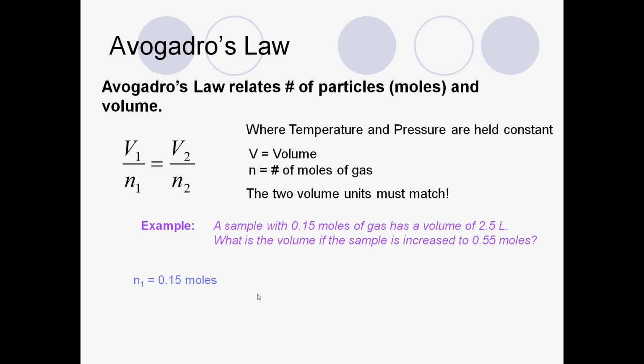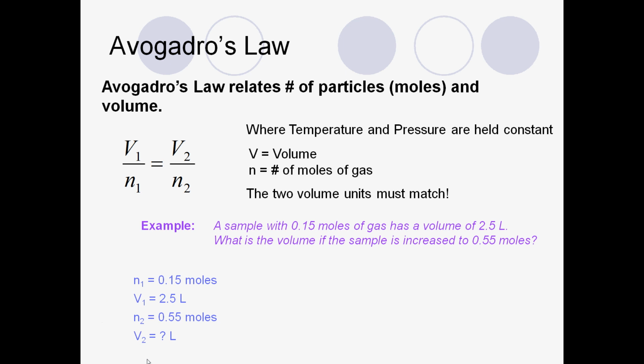Well, we're going to write down what we know. We know our first amount is 0.15 and our first volume is 2.5 liters. Always write these down with the numbers so you know where they're going to plug into your equation. The other thing we know here is that our second amount is going to be 0.55 moles, and we're trying to solve for our second volume.